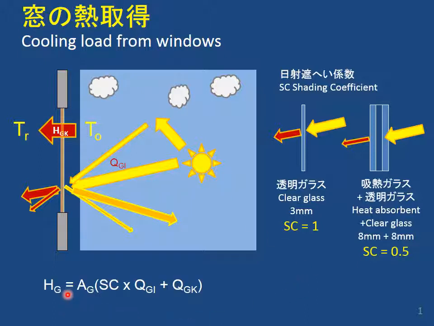And the equation for the total heat has two parts. This part is just like a wall, the temperature difference, and this part is from the sunlight going through the window with the shading coefficient. So, the conduction of heat is very simple, the temperature difference.